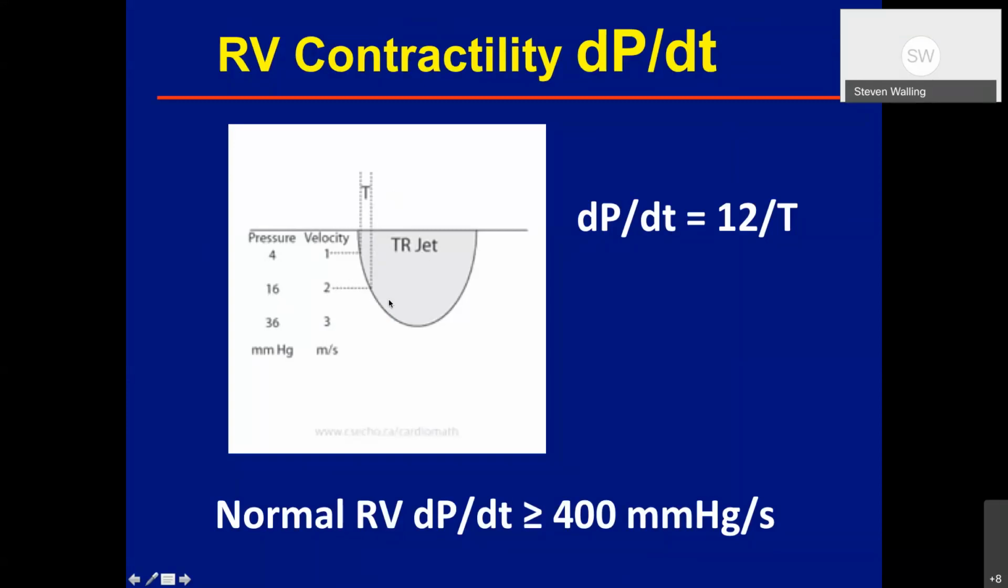And for mitral valve regurgitation for the LV, the number is 32 because you're using 3: 36 minus 4 is 32. And obviously, the contractility dP/dt number is smaller for the RV, which is 400, and for the LV it is usually 1,000.